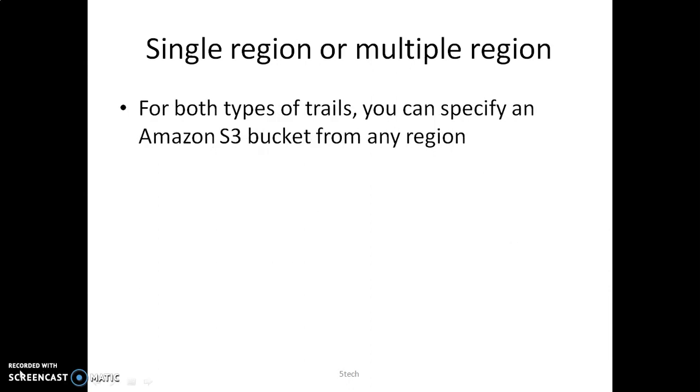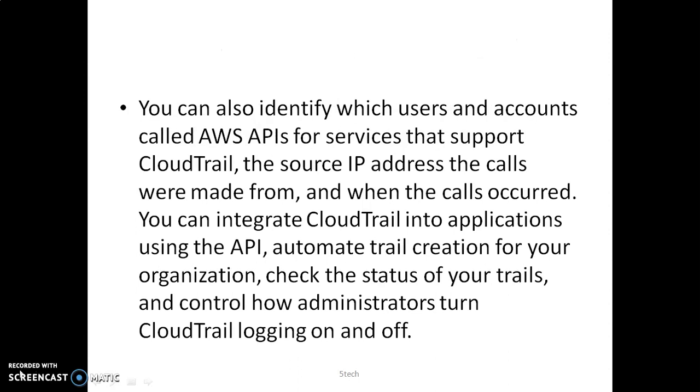Single region or multiple regions, for both types of trails, you can specify an Amazon S3 bucket from any region, meaning it's not confined to a specific region. You can also identify which users and accounts called AWS APIs for services that support CloudTrail, the source IP address the calls were made from, and when the calls occurred. You can integrate CloudTrail into applications using the API, automate trail creation for your organization, check the status of your trails, and control how admins turn CloudTrail logging on and off.